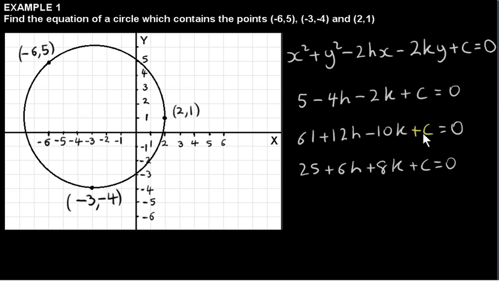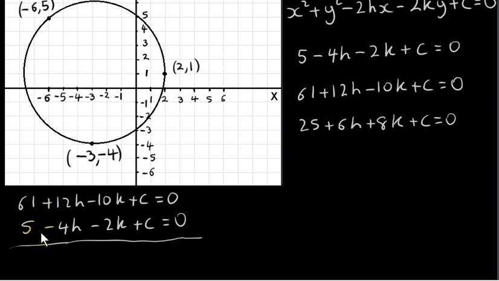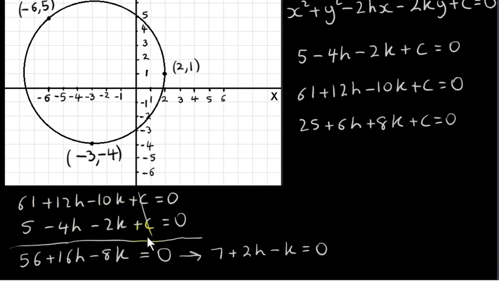Now in this situation, the easiest variable to firstly eliminate is c. So we could take the first 2 equations and subtract them to eliminate c. So here are the first 2 equations. It doesn't matter which one you subtract from which. Either way, c's will cancel. When we subtract, we get 56 + 16h - 8k = 0. We can divide all of this equation by 8 to get 7 + 2h - k = 0.